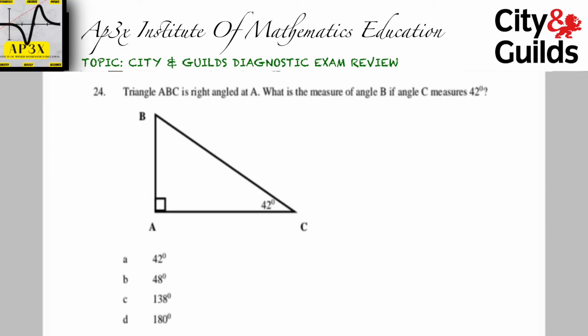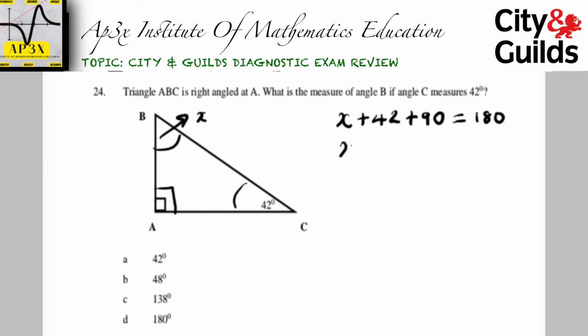Now, we have to recall the internal angle theorem of any triangle. All three internal angles of a triangle measure 180 degrees. So this angle plus this angle plus this angle will always add up to 180 degrees. Let's call this angle X, because we don't know what it is. Whatever that angle is, plus 42, plus this little box in the corner, which always represents an angle of 90 degrees, is going to be equal to 180 degrees.